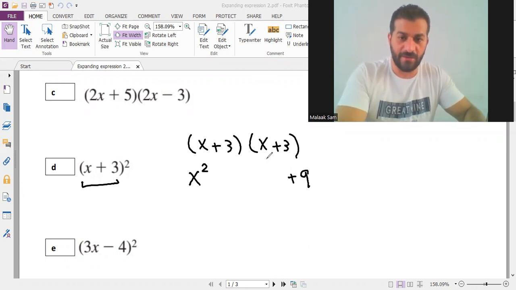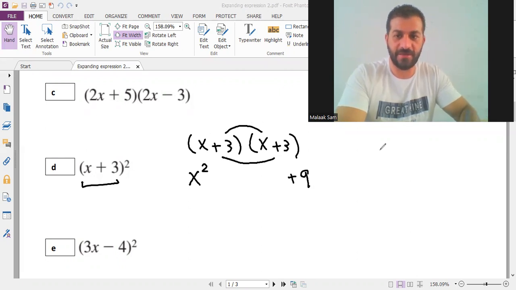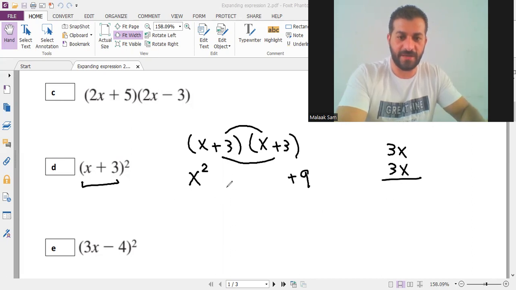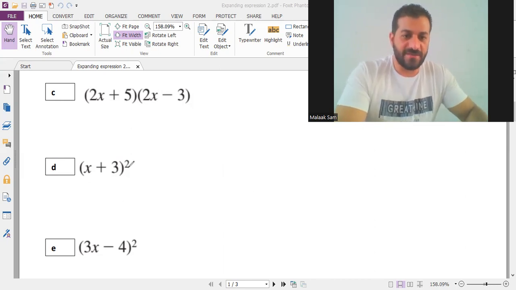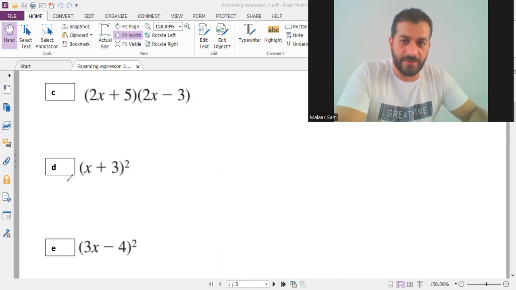And what is in the middle? The product of extremes plus the product of means. X multiplied by 3, 3x. And 3 times x will be 3x. So add them, 3x plus 3x, 6x. And this is the square of a binomial. We can expand it directly by following this rule.